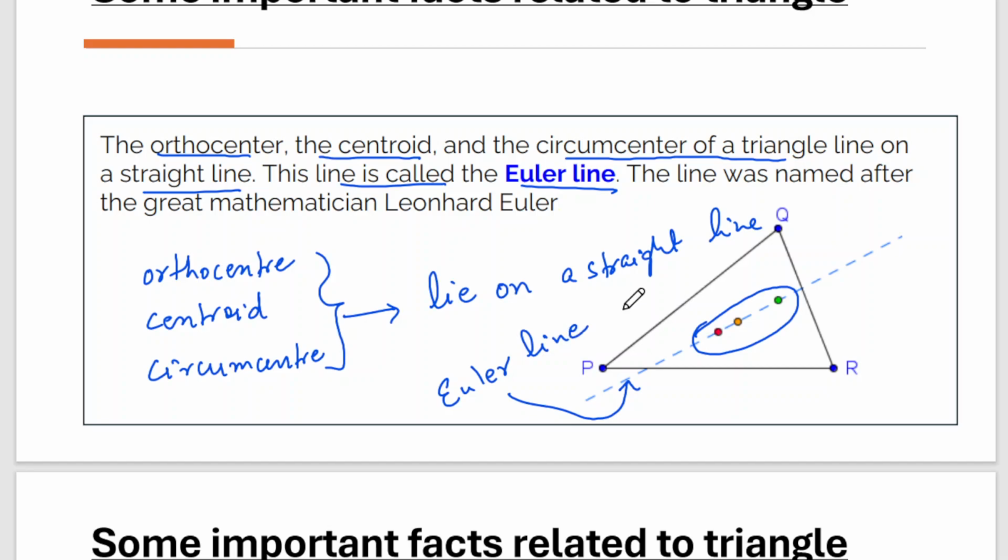So question can be asked in any way. What is a Euler line? So you can say Euler line contains orthocenter, centroid and circumcenter of a triangle on a straight line. Or they can ask you whether orthocenter, centroid and circumcenter lie in a single line. You will say yes, they lie on a straight line. Okay?